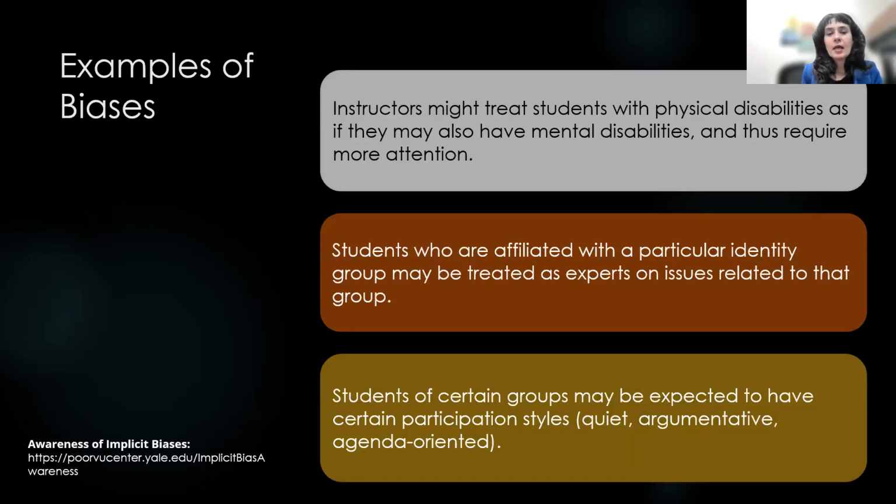3 more examples. Instructors may treat students with physical disabilities as if they have mental disabilities and require some special accommodations. Students who are affiliated with a particular identity group may be treated as experts on issues related to that group. In my last example, students of certain groups may be expected to have a certain participation style. Maybe if you're from a certain culture, you're viewed as a quiet type, or an argumentative type, or gender oriented, and that's simply not true.